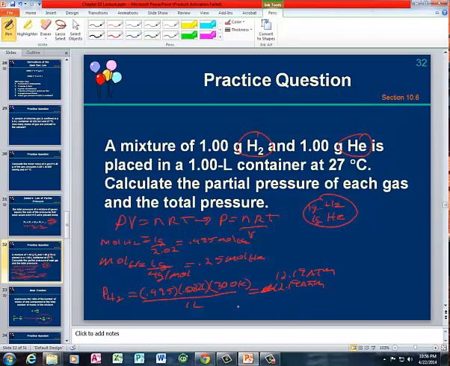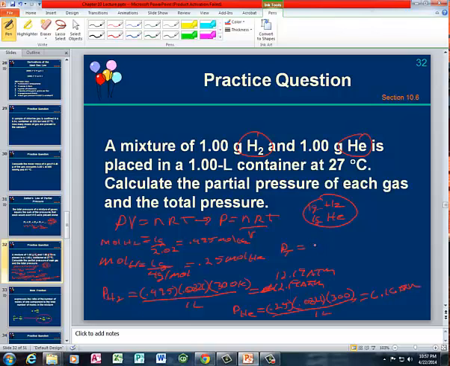So let's go ahead and calculate the partial pressure of helium. That's going to be the 0.25 moles times 0.0821 liters atmospheres over moles Kelvin times 300 kelvins, and that again is divided by 1 liter. That's going to give us 6.16 atmospheres.